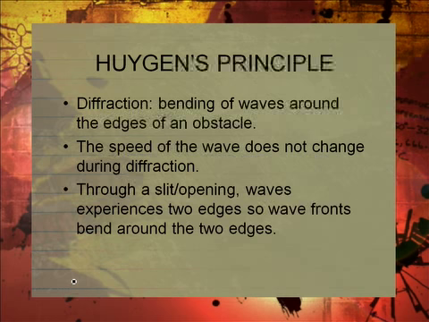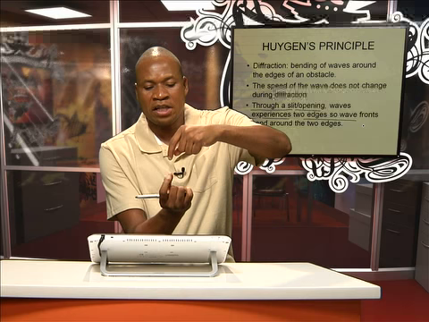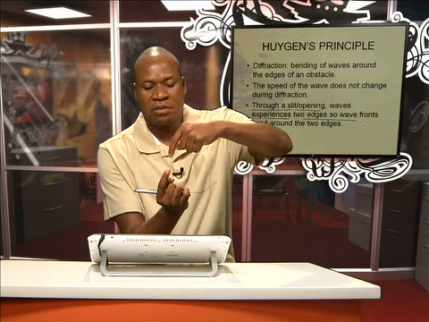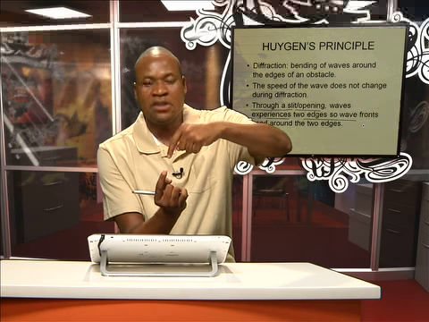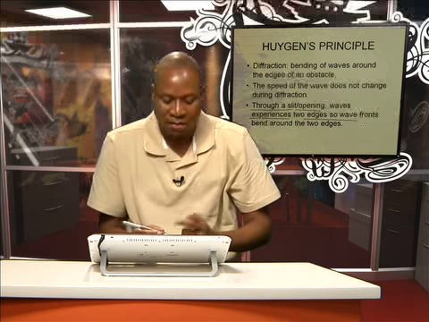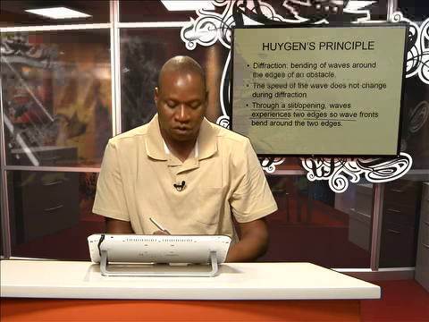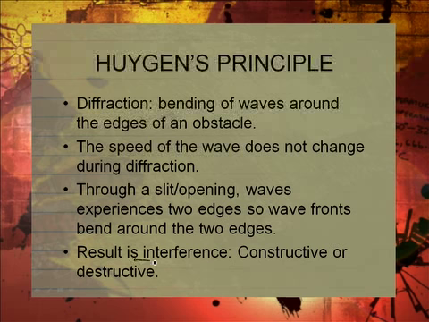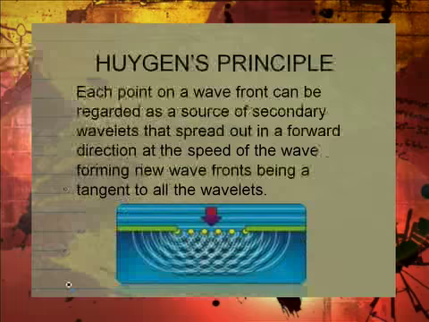Next, if these waves are going through a slit or an opening, the waves will experience two edges of the obstacle. So if this is the opening, there is that edge and this edge. They experience two edges there, and they will be bending around the two edges. And as the bending happens, interference obviously is going to take place. With interference, we know we're either going to have constructive interference or destructive interference.